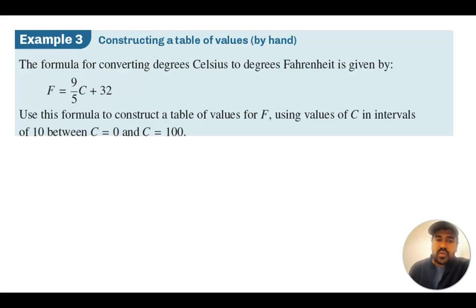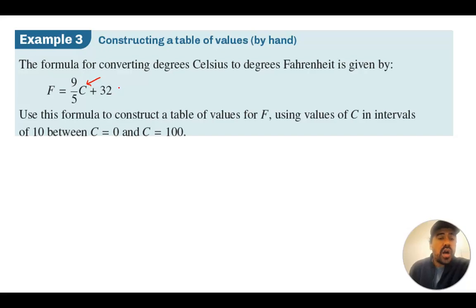Now our last example, we're going to be using our TI-Nspire. The formula for converting degrees Celsius, which is the metric system, to degrees Fahrenheit, which is the American imperial system, is given by this formula. So if you want to know the Fahrenheit of a particular temperature and you have been given the Celsius, you can plug this Celsius into here, do this 9/5 weird business and add 32, and it will give you the Fahrenheit.